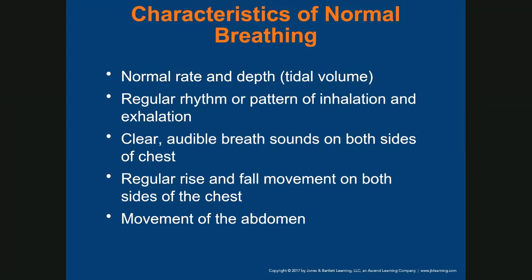So it is very, very important that if a patient's primary issue is a breathing problem, you listen to the patient's lungs, right? So look for regular rise and fall, movement on both sides of the chest, right? And look for movement of the abdomen. You can see movement of the abdomen in a pediatric population, and that is considered normal. This is a very important slide. These are the characteristics of normal breathing.